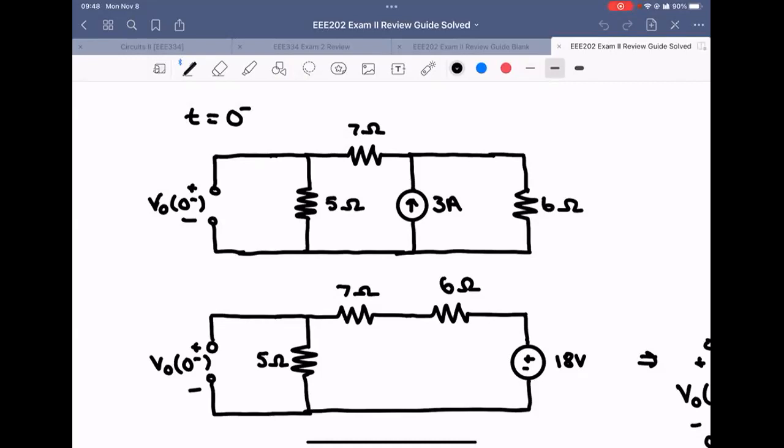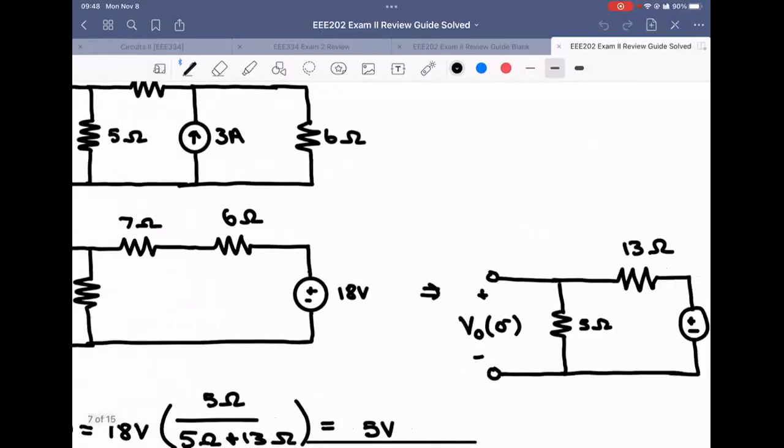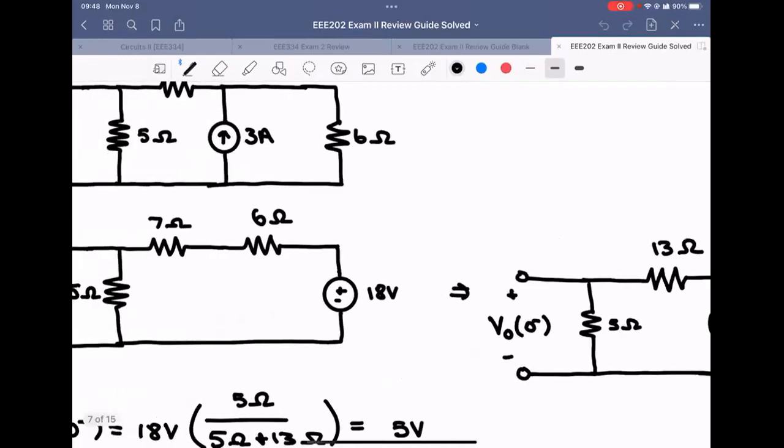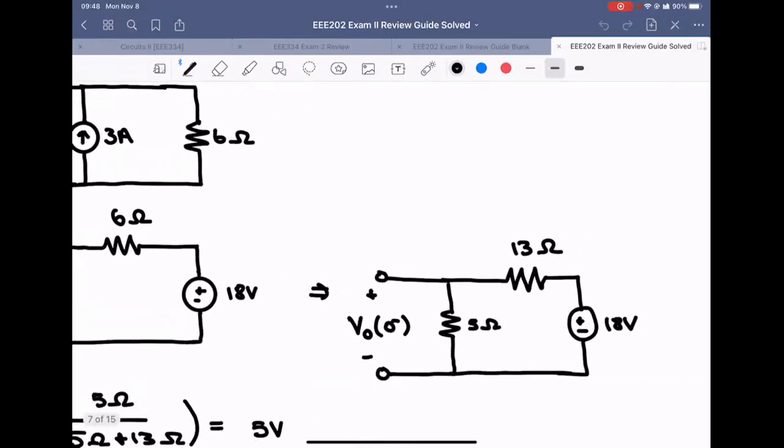From here, these two are in series. That's simple, easy to find. And then you're left with an awesome circuit that's really helpful to see. If you can see it, hopefully you can, it's a voltage divider. The 7 and 6 are in series. So this is the voltage divider.